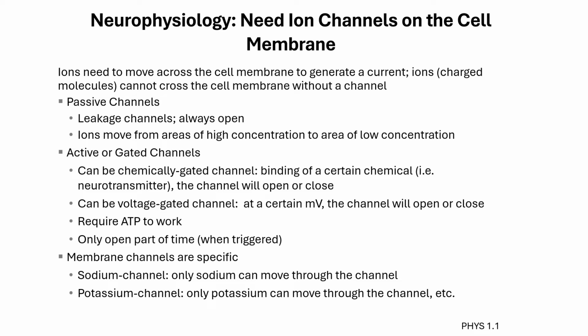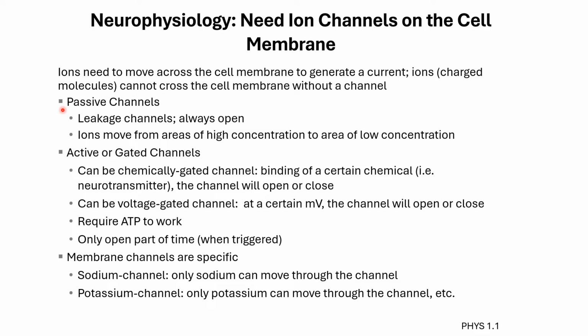In this slide, we're talking about why we need to have different channels on the cell membrane. Ions, because they're charged, have a positive charge or a negative charge, so those are cations or anions. Because they're charged molecules, they can't cross the phospholipid bilayer, the plasma membrane, without a channel. The channel is really important to get those ions across from one side to the other, whether they're going into the cell or they're going out of the cell. So this slide summarizes some of the different types of channels that we have.